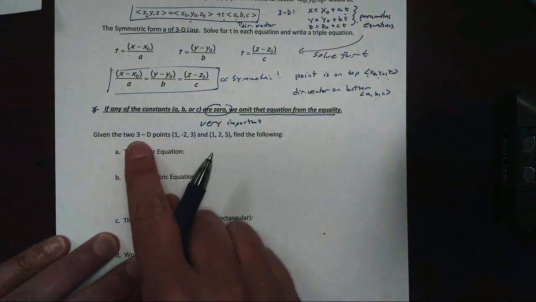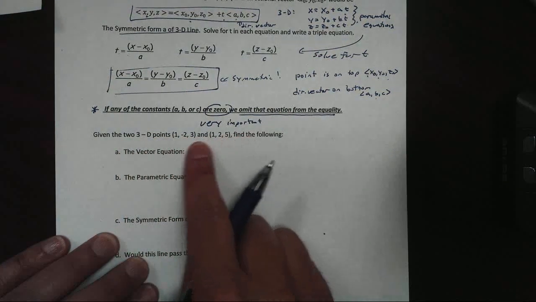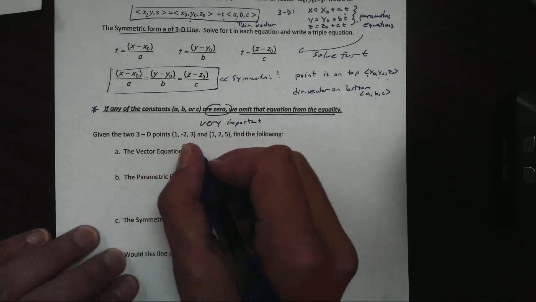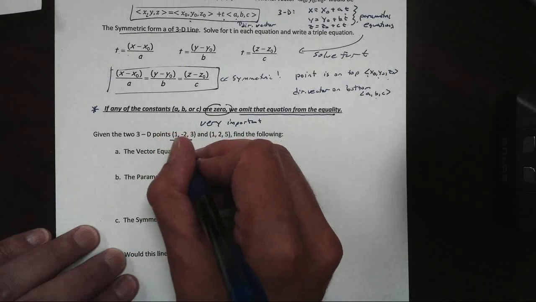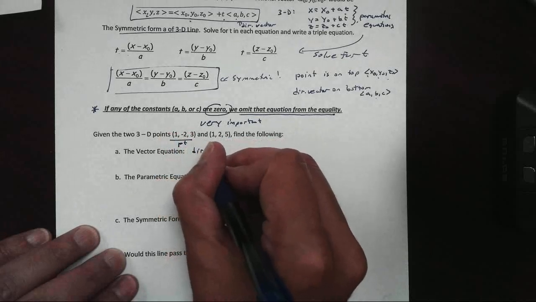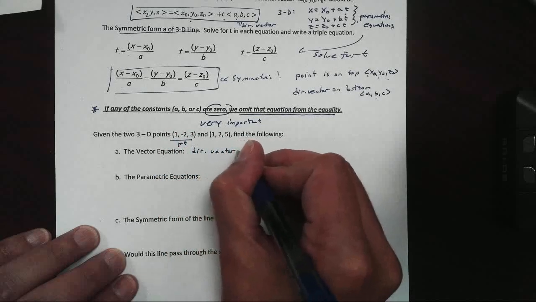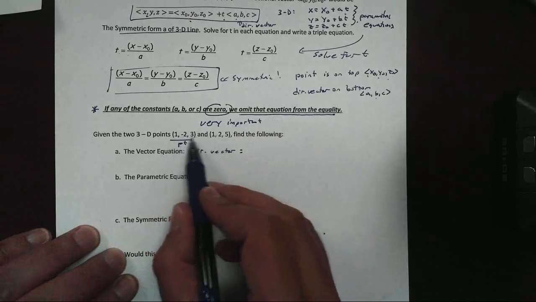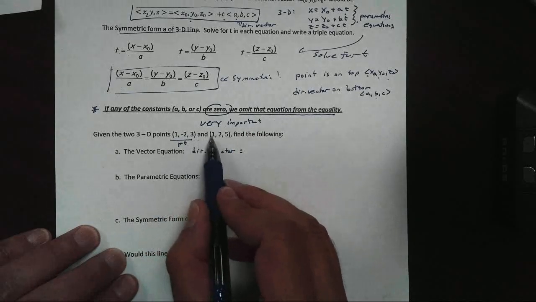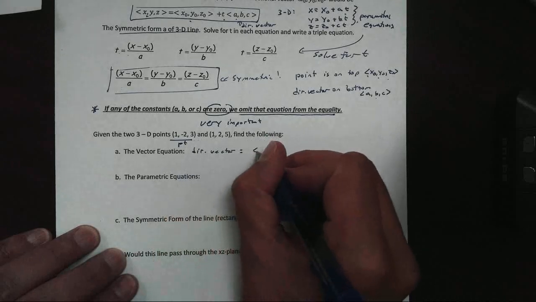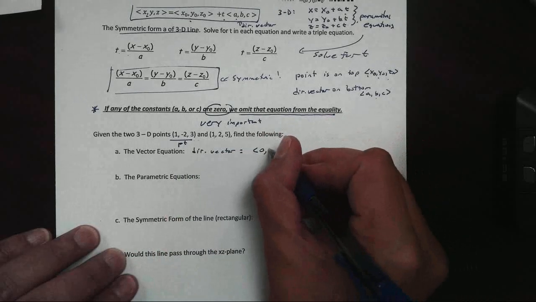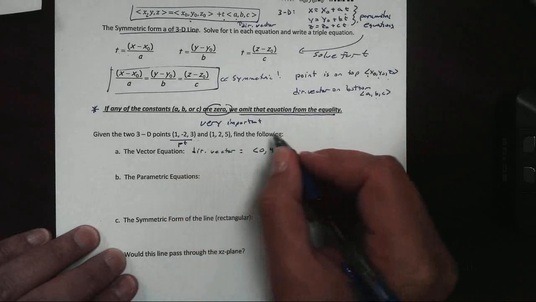So here we're given two 3D points. We want to find the following: the vector equation of the line. So the first thing we have, I have a point. I just need our direction vector, and that's pretty easy to get. Direction doesn't really matter in this situation, so I'm going to go 1 minus 1, which is 0. 2 minus a negative 2 is 4. 5 minus 3 is 2.